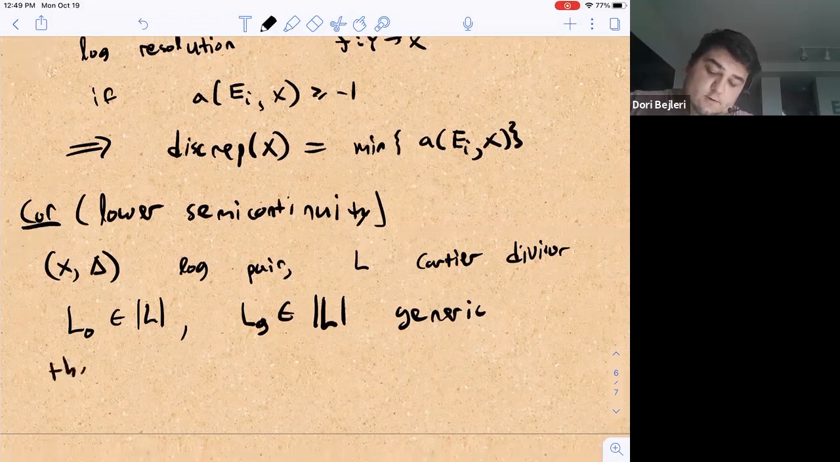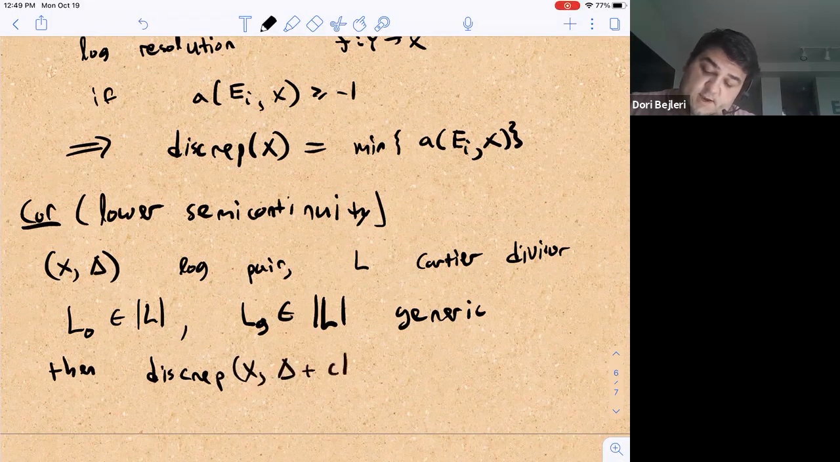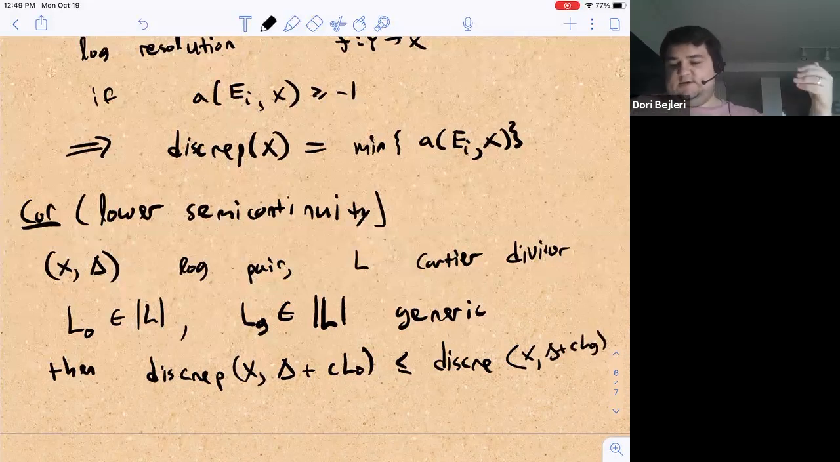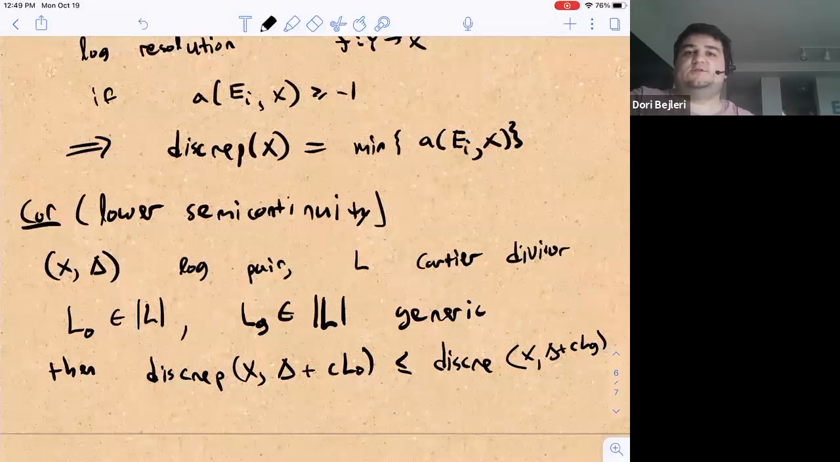Then the discrepancy of X, delta plus cL0 is less than or equal to the discrepancy of X, delta plus cLG. Intuitively, this should make sense because the special member of the linear series should have worse singularities. This L0 should be more singular than the LG. And so the discrepancy should be smaller because smaller discrepancies are more singular.